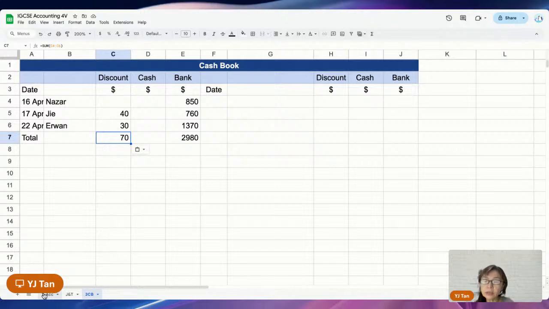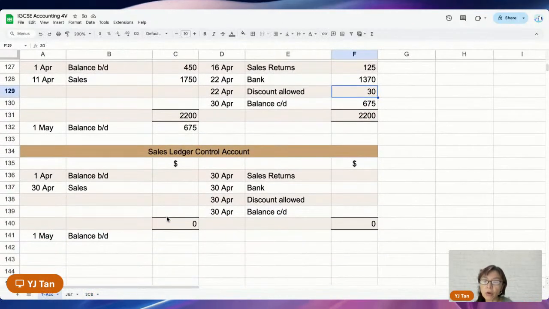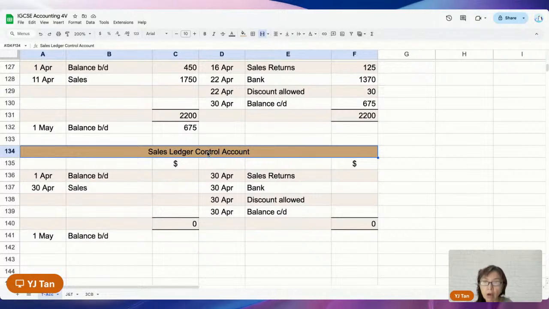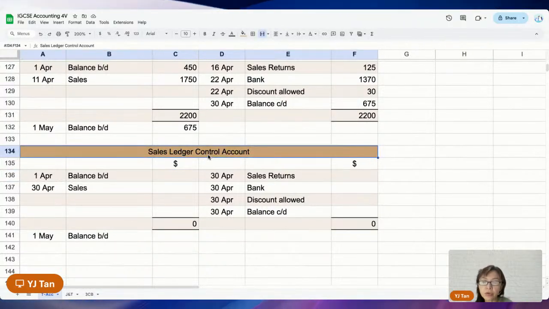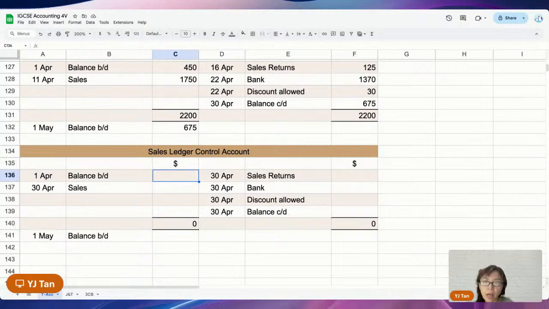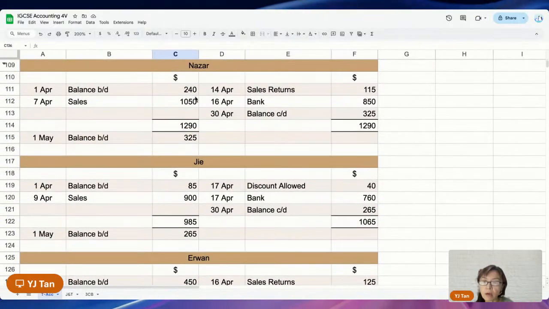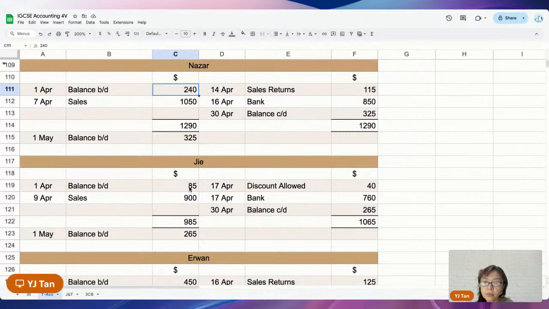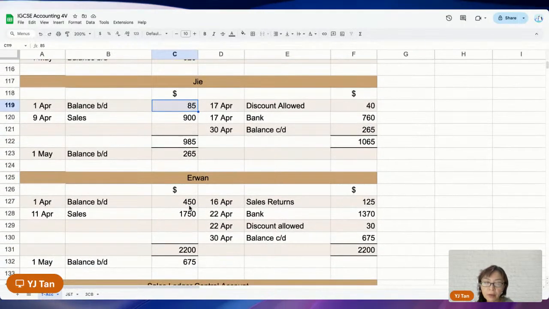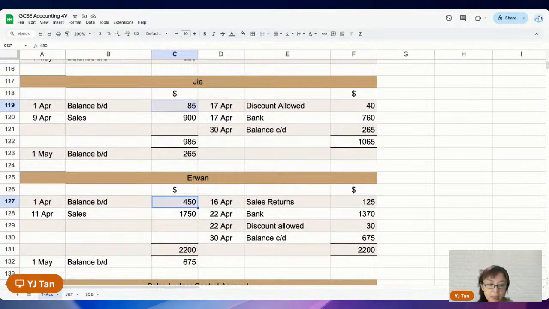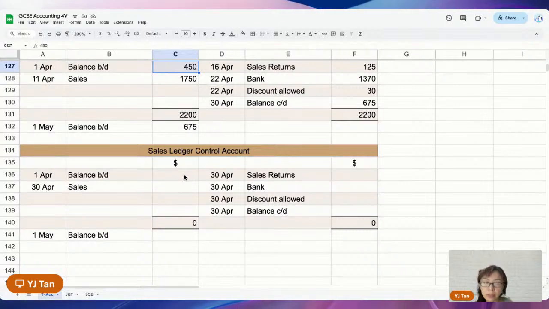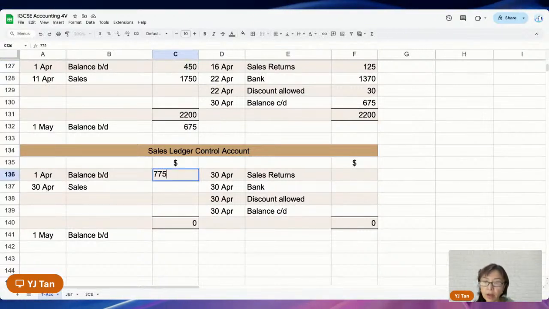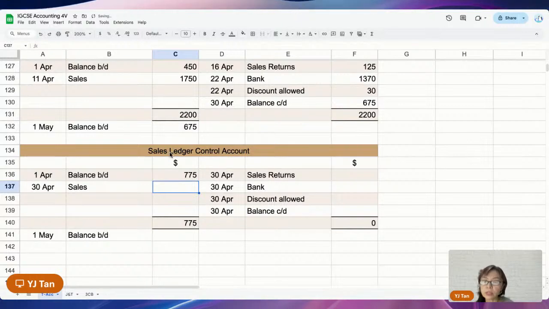All right, so we continue to prepare another account, which is what we call the sales ledger control account, which is this video's topic, an important one. You will be wondering what the balance of the sales ledger control account is. Actually, it's not hard at all. What you need to do is just total out all the balances here. So it's 240 plus 85 plus 450. So the total is 775. So this is 775, and how you get this figure is to just go and total it up.